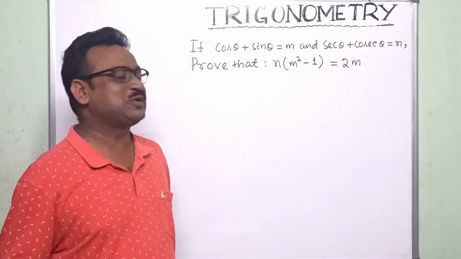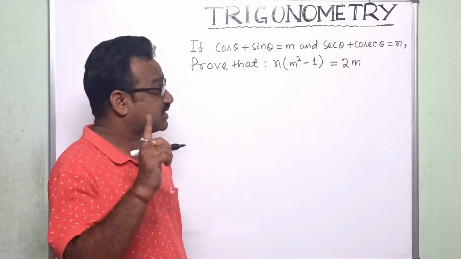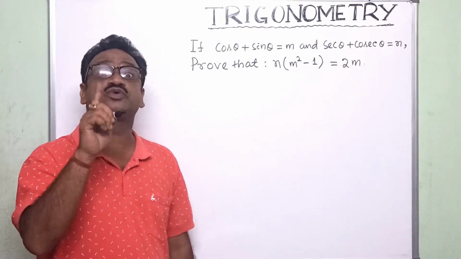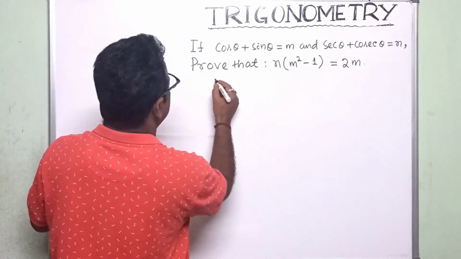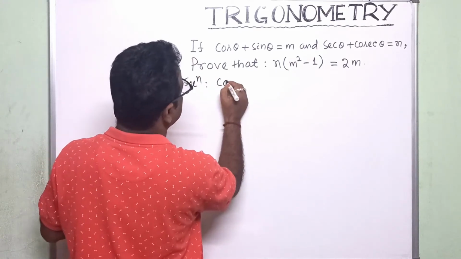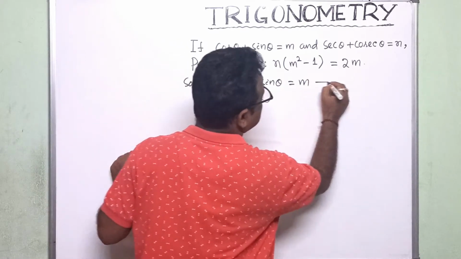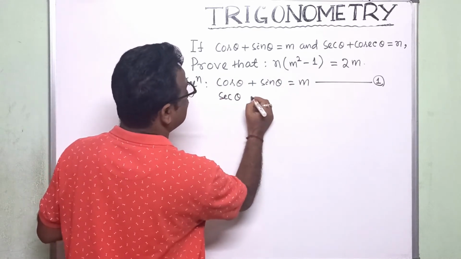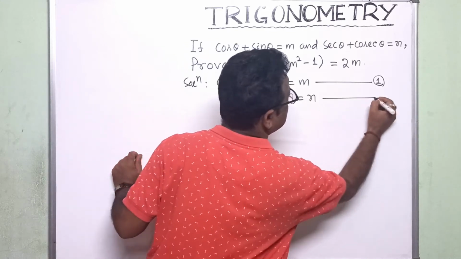So now move on to the next question. If cos theta plus sin theta is equal to m and sec theta plus cosec theta is equal to n, prove that n into (m square minus 1) is equal to 2m. Okay, we'll take, this is a solution, cos theta plus sin theta is equal to m. So this is your equation 1. Second given, sec theta plus cosec theta is equal to n. This is your equation 2.